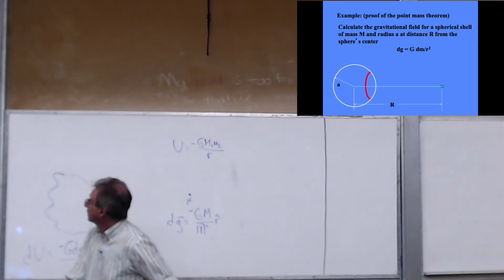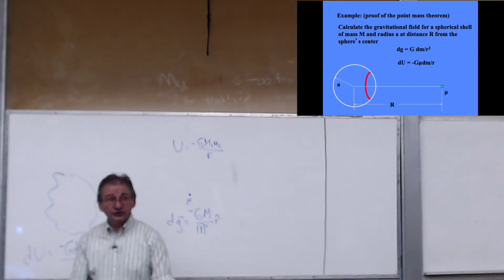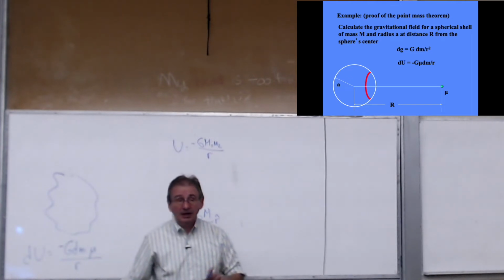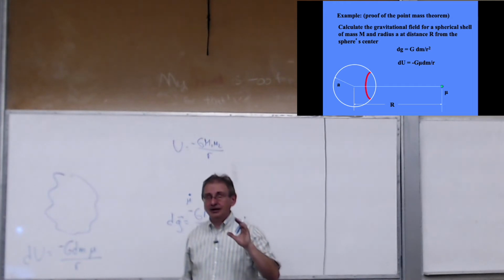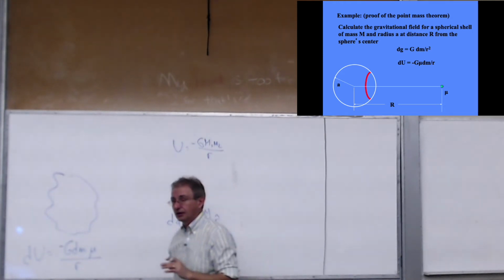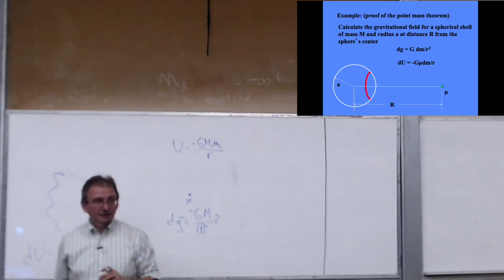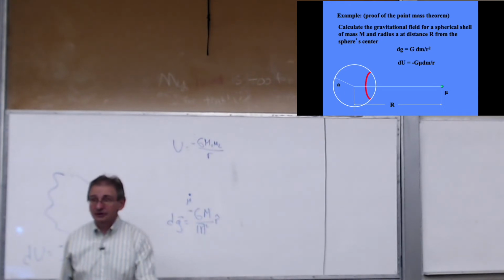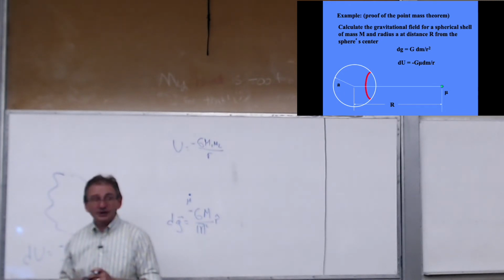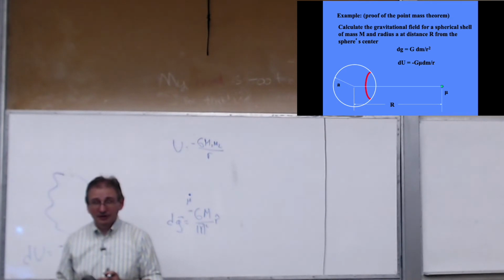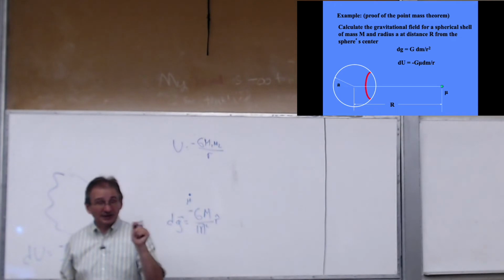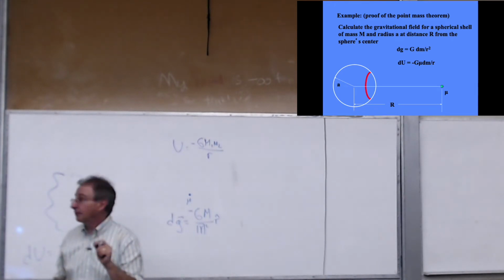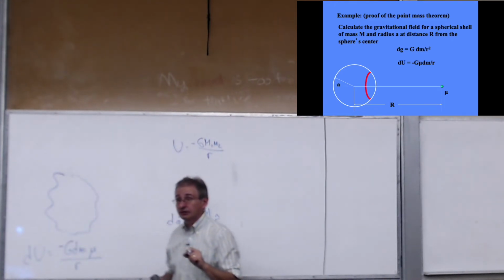Okay. So my goal is to write an expression for dU. I have to break up that spherical shell into a bunch of infinitesimal masses. So I'm going to take that spherical shell and break it up into a bunch of rings. That's that red thing that you see in the diagram.